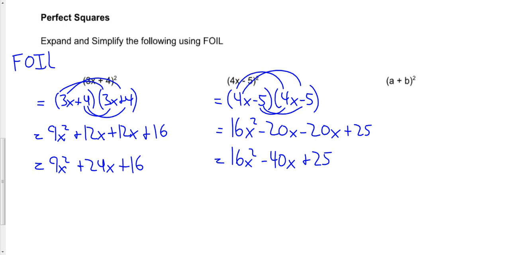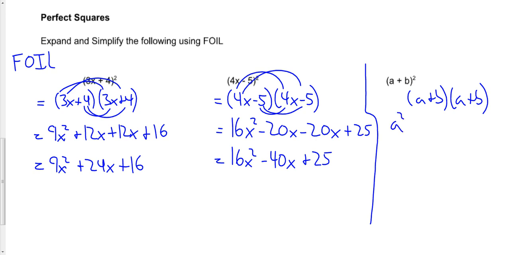We can do this as well just with straight algebra. You don't even need numbers in there. Just by way of example, if I did this last example here on the right, it would be a plus b times a plus b. Multiplying the firsts, a times a is a squared. A times b is plus ab. B times a is the same as plus ab. And b times b is b squared.